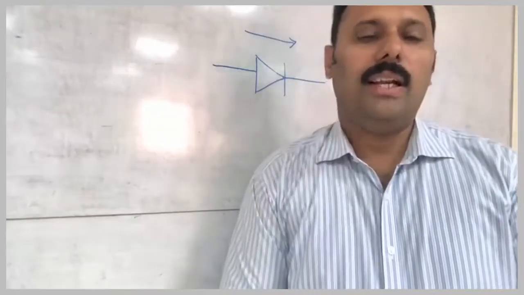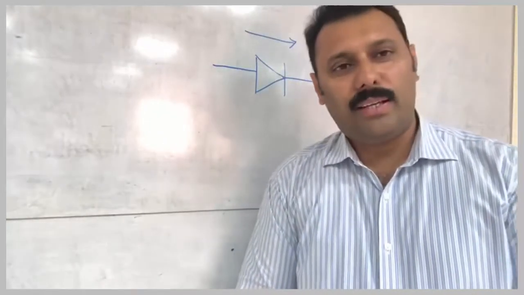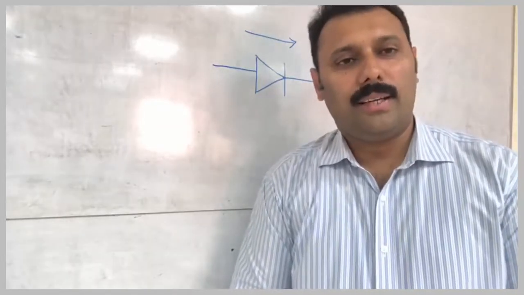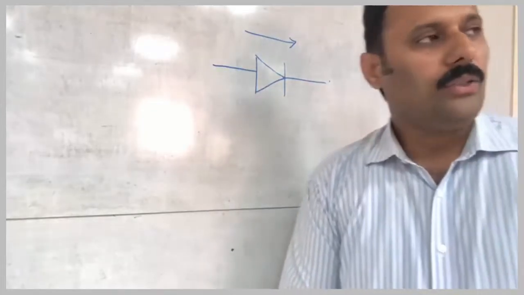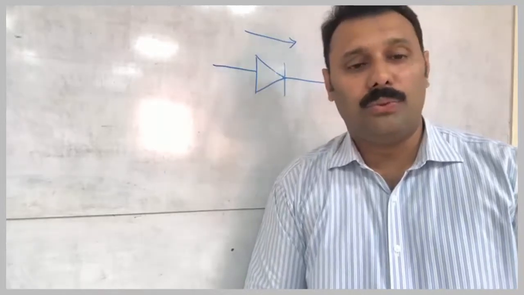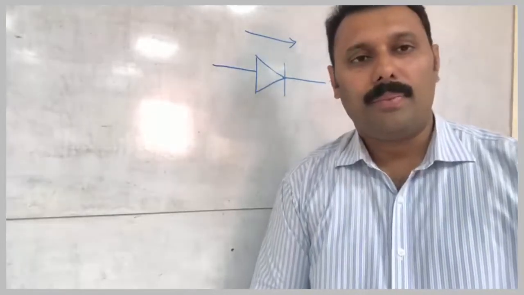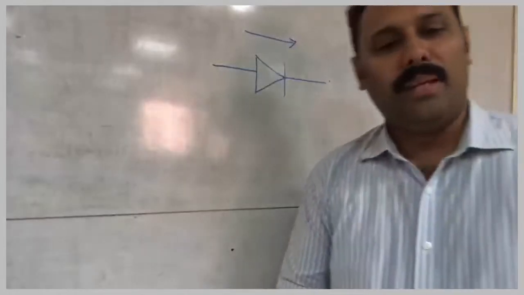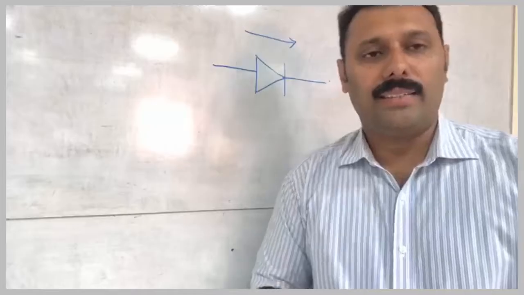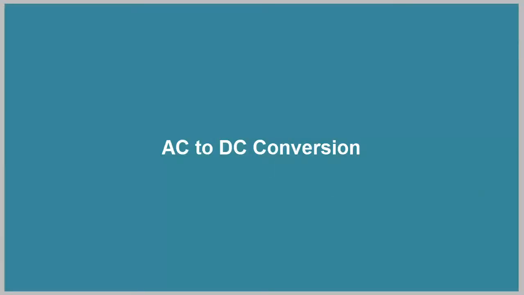The diode allows the flow of current in one direction, the forward direction, and it blocks the current in the reverse direction. Now this is the property of the diode, which is very useful in certain applications. And one such application in which the diode is used is AC to DC conversion.